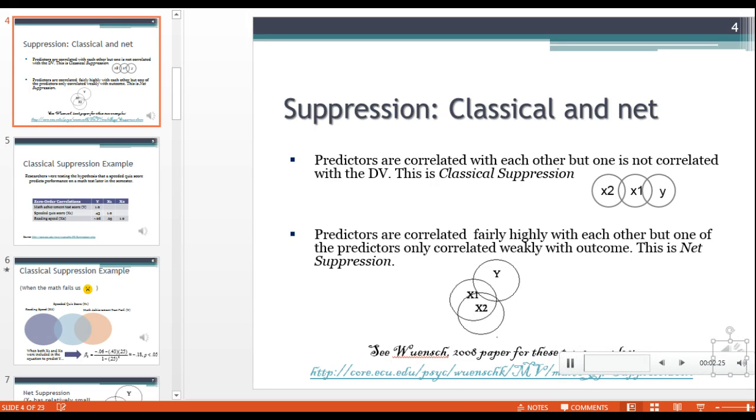Now that we've covered Simpson's paradox, let's turn our attention to the topic of suppression. And there are two primary types that I'm going to talk about. There is classical suppression and net suppression.